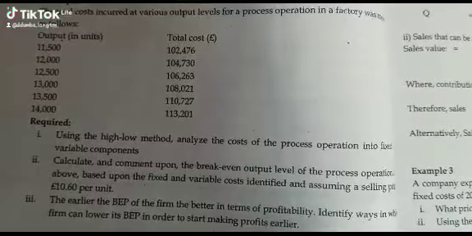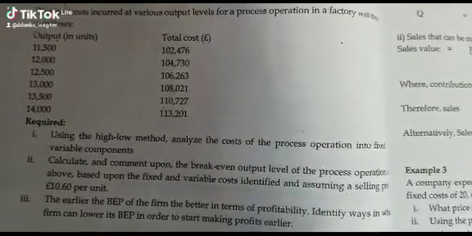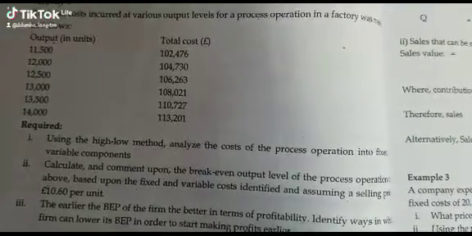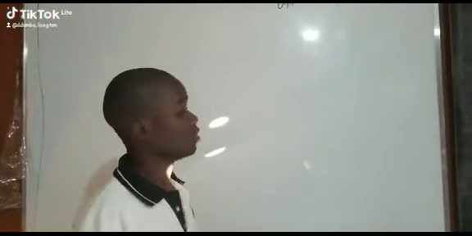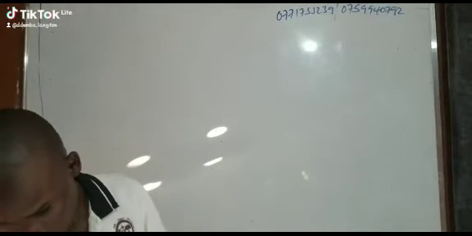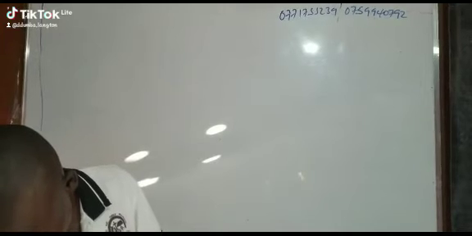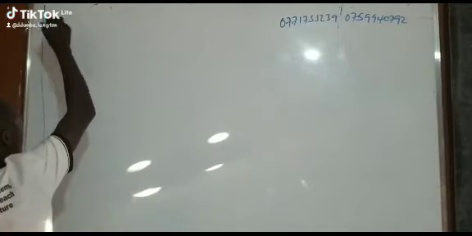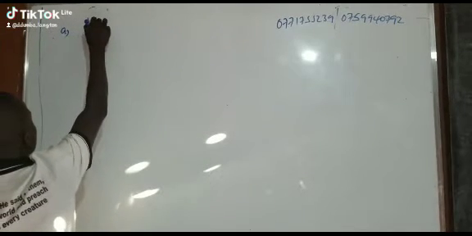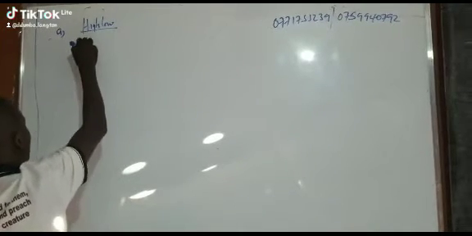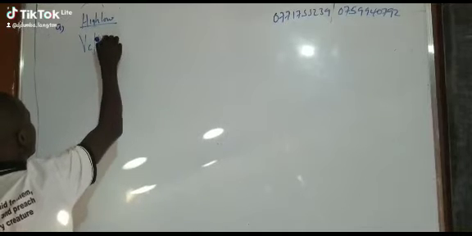The earlier the BEP of a firm, the better in terms of profitability. Identify the ways in which a firm can lower its BEP. So in the question, part A was saying analyze the costs using the high-low method into variable and fixed. So we are doing part A, the high-low method. This high-low method is always used to find the variable cost per unit.